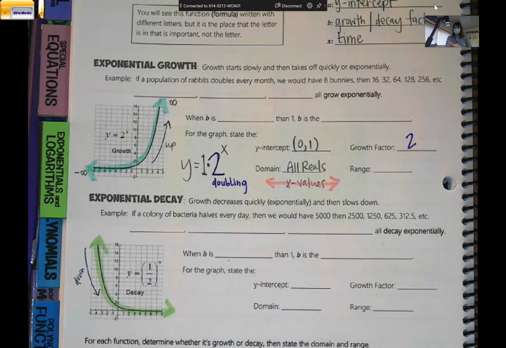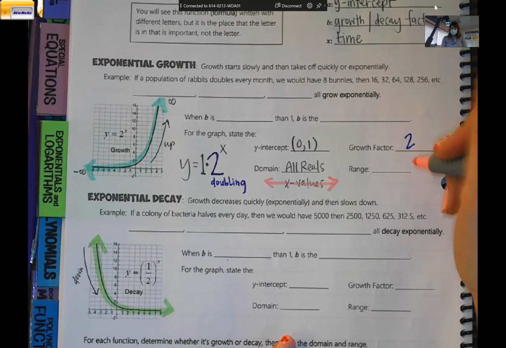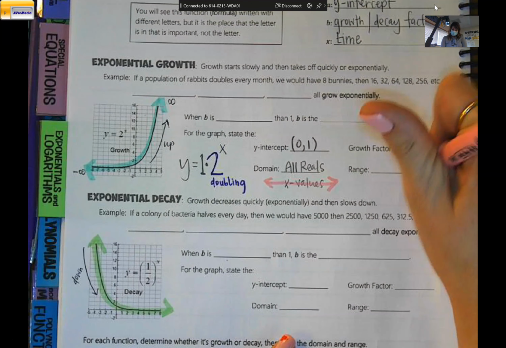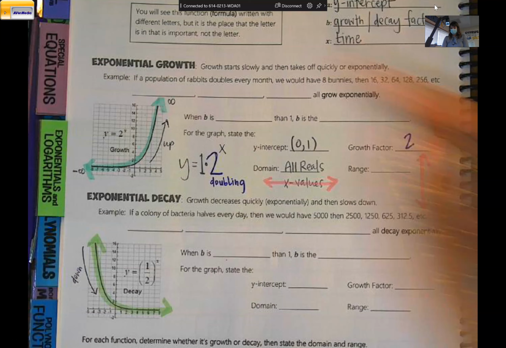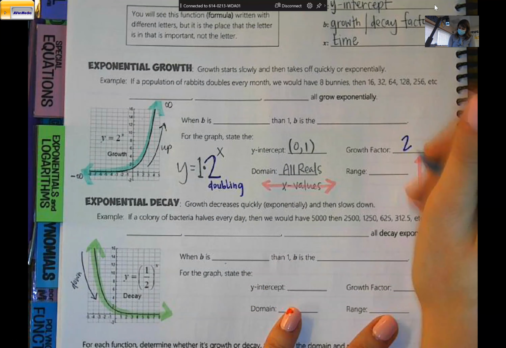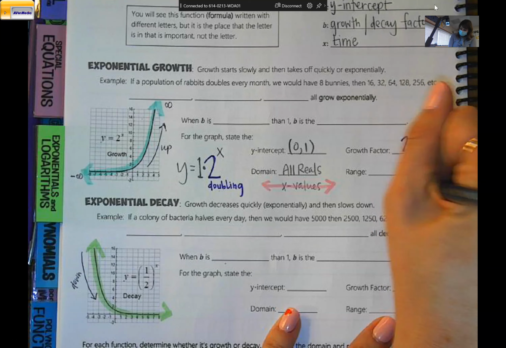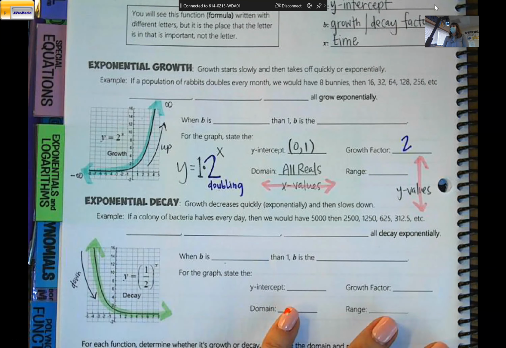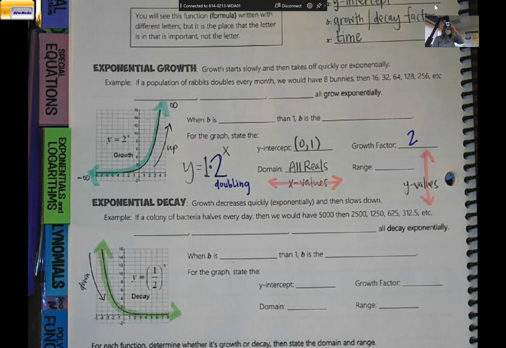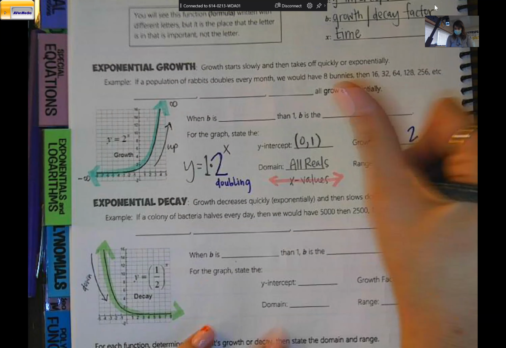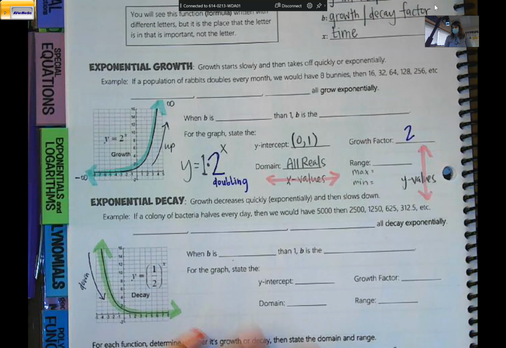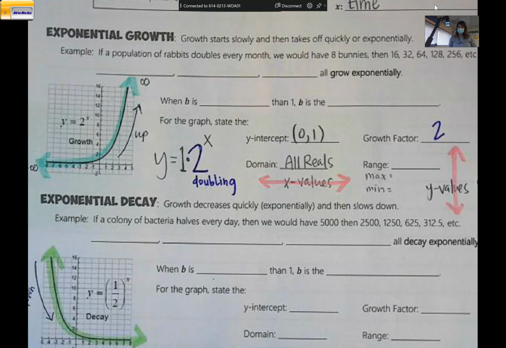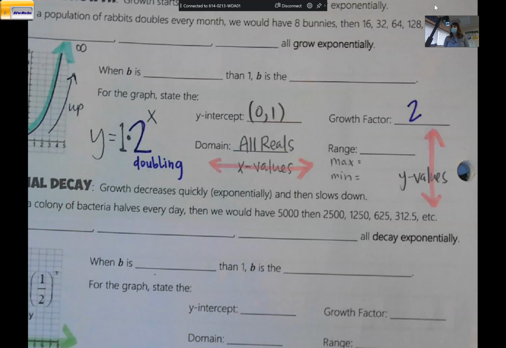Range is the one that is special. So range is your y values. So we're looking at how high and how low can your numbers be. When we talk about range, we're talking about your y values. So underneath here, I'm just going to ask myself, what is my max and what is my min?